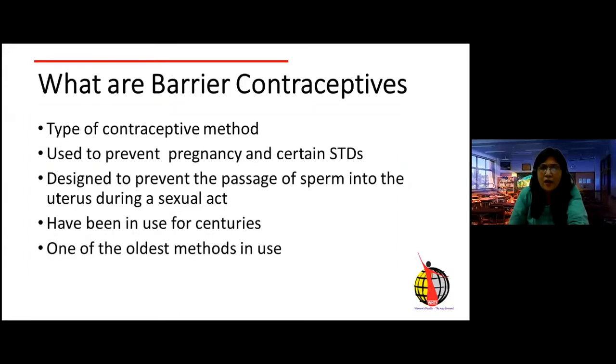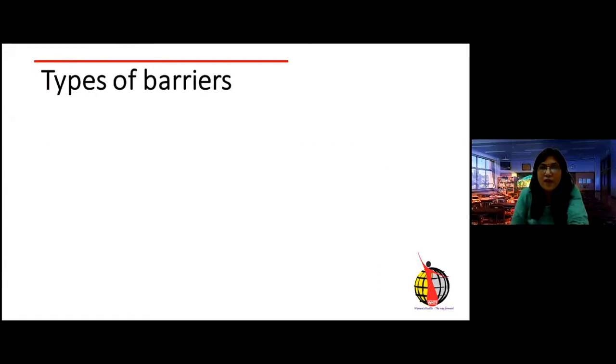Now, first question is, what are barriers? Now, these barrier contraceptives prevent pregnancy and certain STDs. So that is a plus point. They are designed to prevent the passage of sperm into the uterine cavity during a sexual act, and it is one of the oldest methods in use. Now the question for you. Quickly type on the chat box, what are the types of barriers? Do you know the types of barriers? If you know, quickly type on the chat box. What are those?